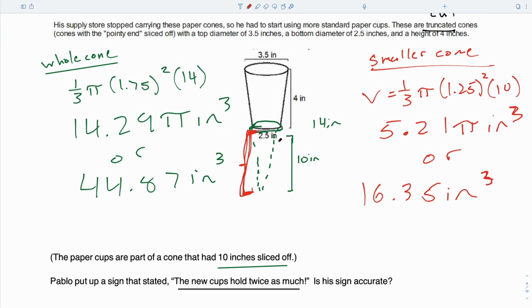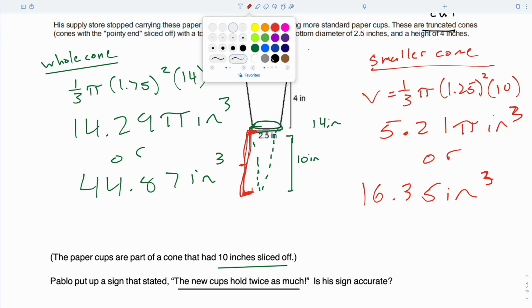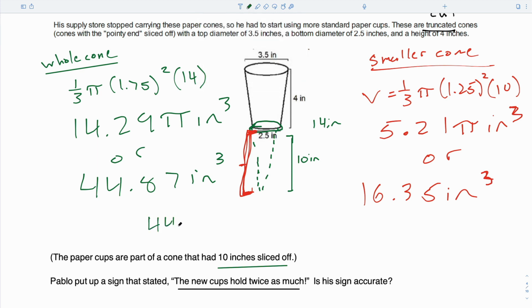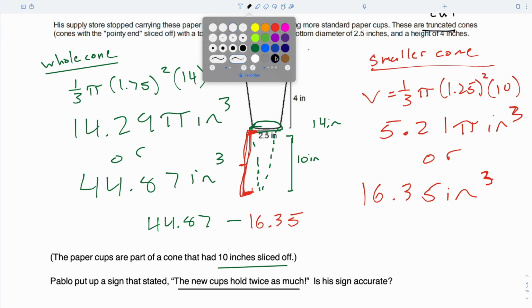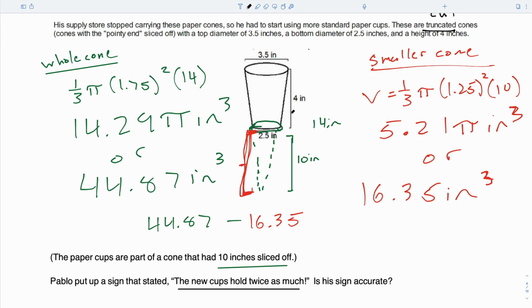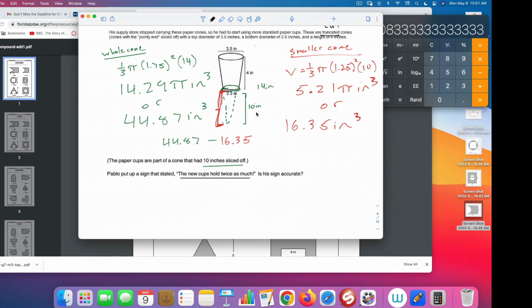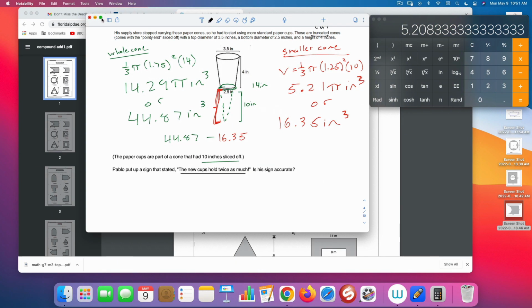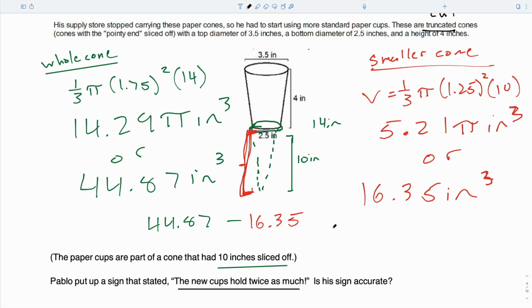What do I do next? Because I cut this part off, I'm going to have to subtract the entire cone, 44.87, minus the part we removed, which is 16.35. When you subtract this portion that's removed, the top is left, and you end up with what number? There is your answer.